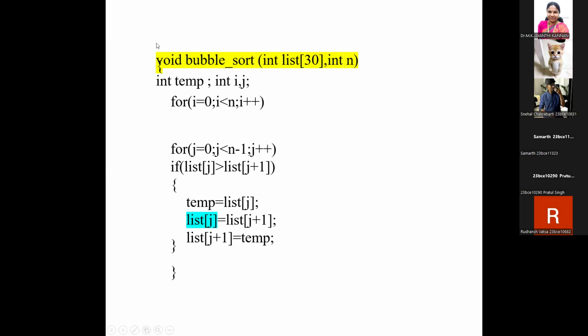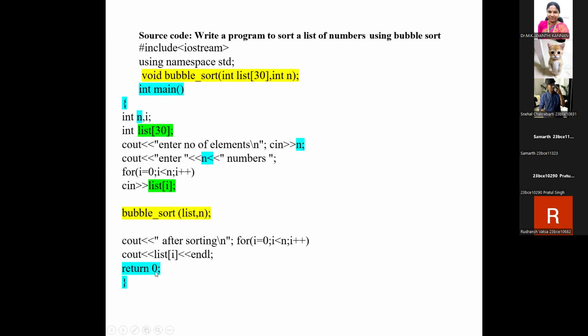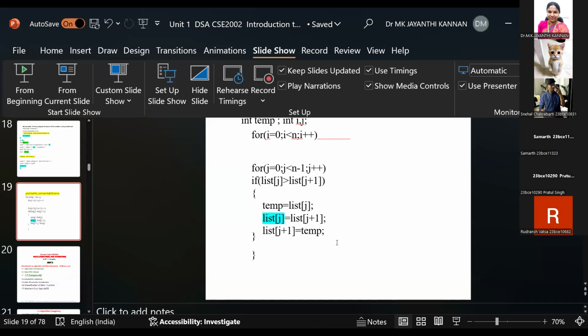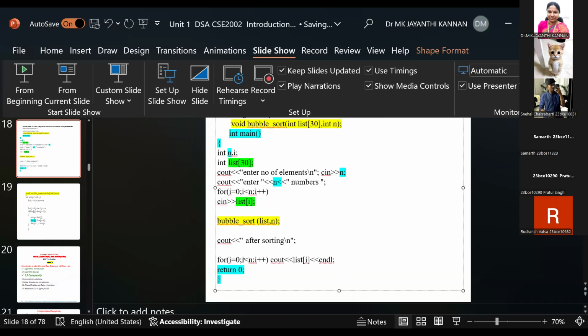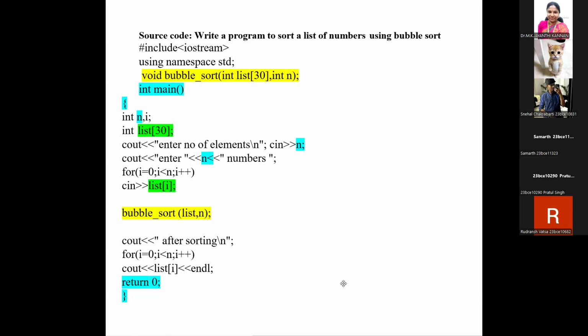Closing brackets for loop, closing bracket for the function. And the function is called here, no return type. Anyhow, the list is having the sorted elements after executing the function. After sorting, for i equal to 0 to n, then cout, return 0. Any doubt in the program? Complete the program and answer your attendance also.